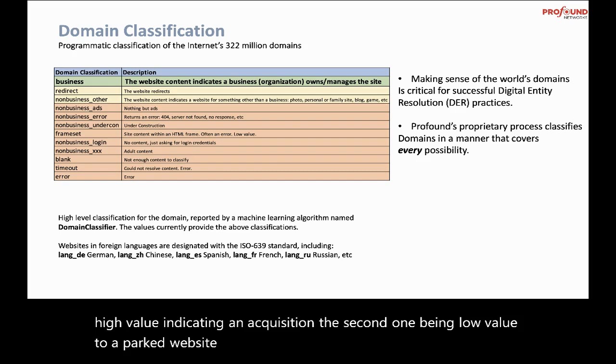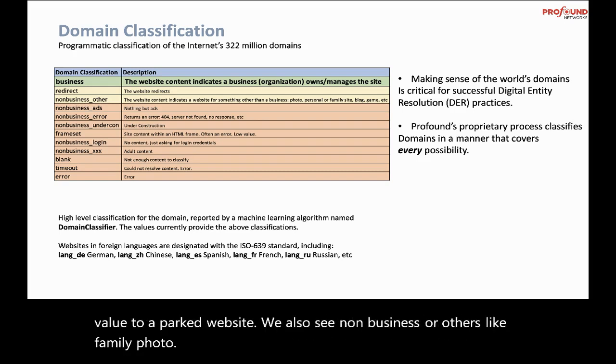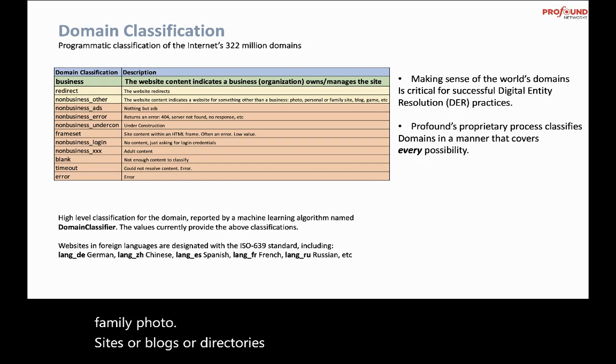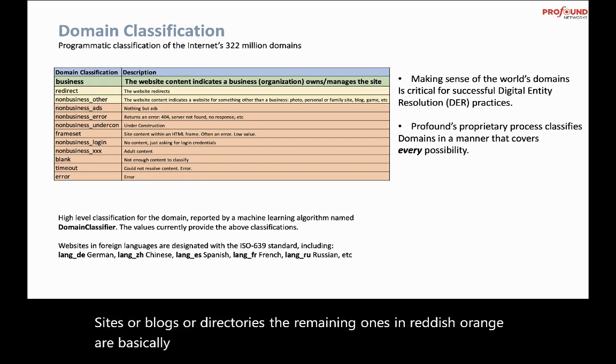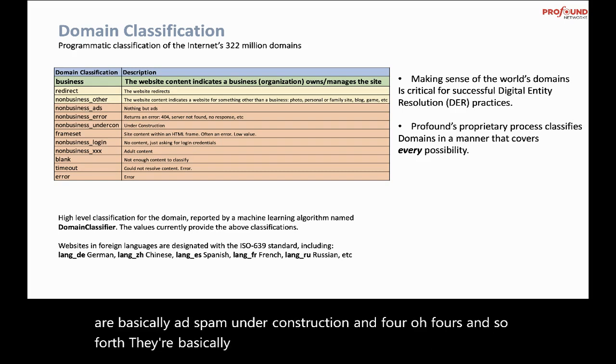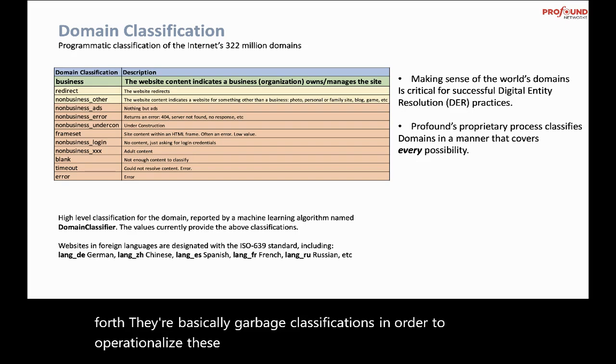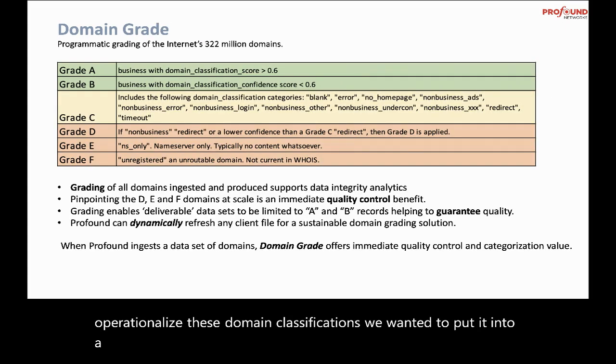We also see non-business or others like family photo sites or blogs or directories. The remaining ones in reddish orange are basically ad spam, under construction, and 404s and so forth. They're basically garbage classifications. In order to operationalize these domain classifications, we wanted to put it into a more ingestible format. So we created domain grade.